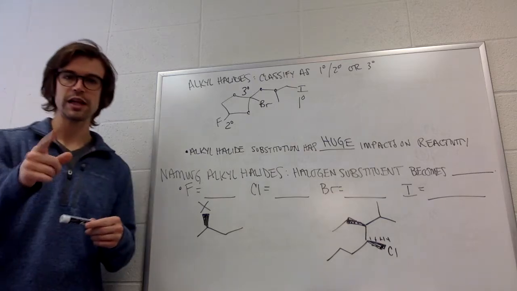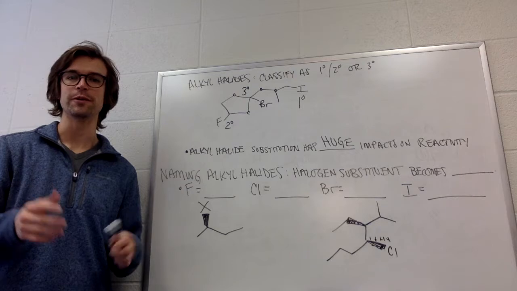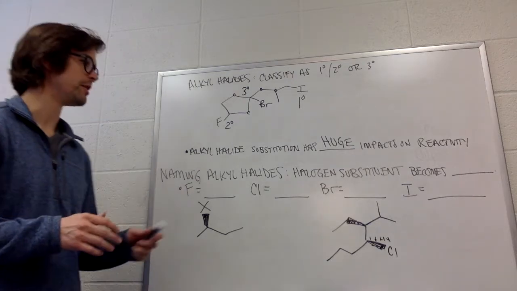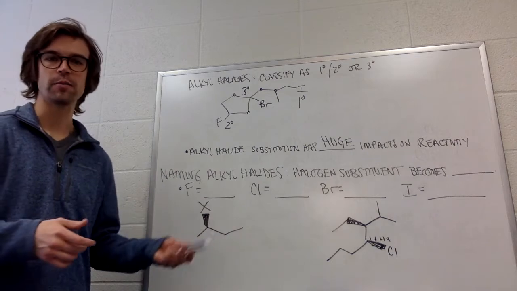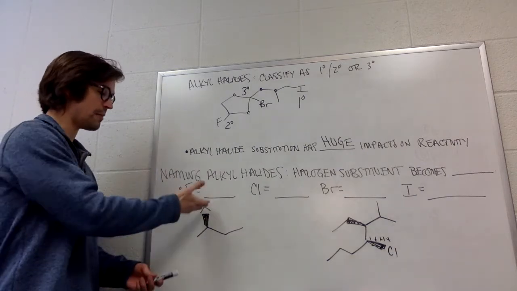Okay. Next thing we're going to cover is how do we name these things. So we've done a lot of IUPAC nomenclature. Everything has been alkanes so far, but now we have halogens on our molecules as well. And how do we name a halogen?